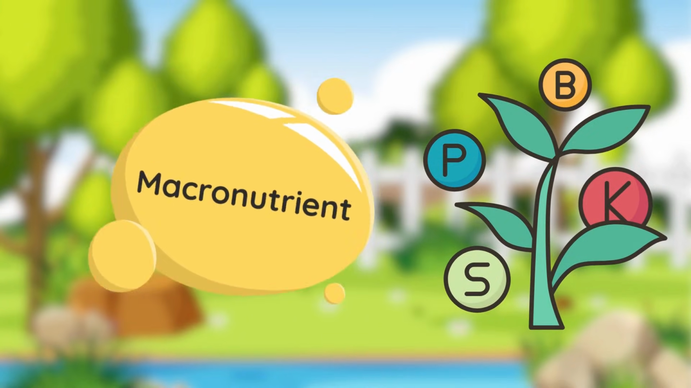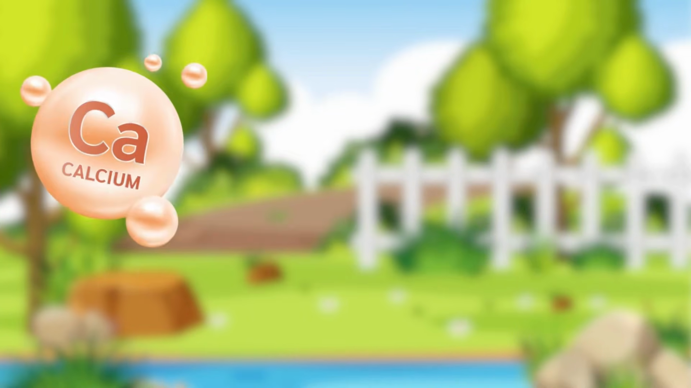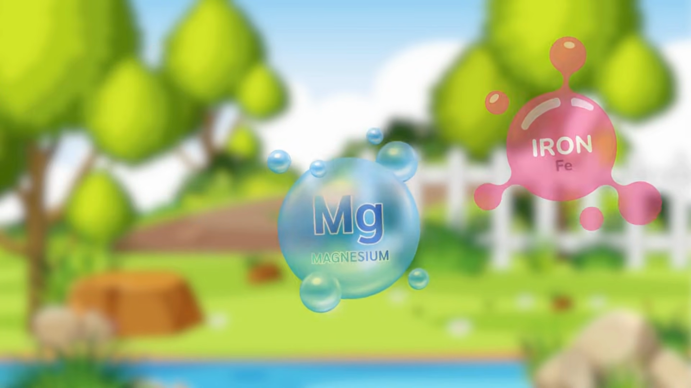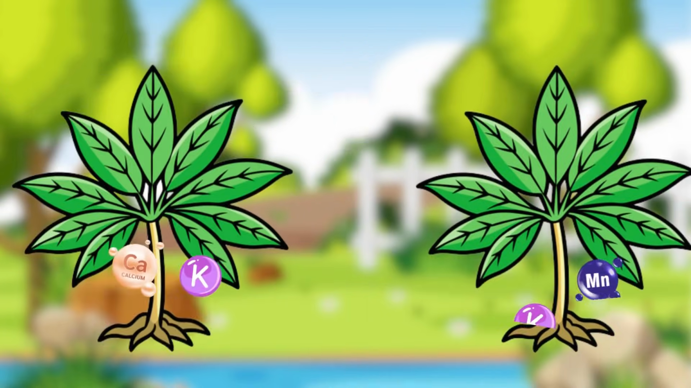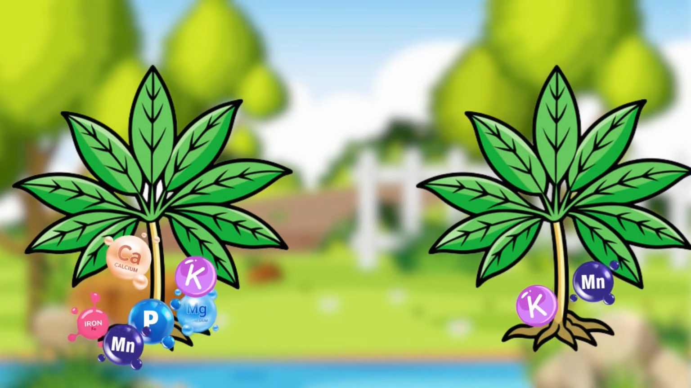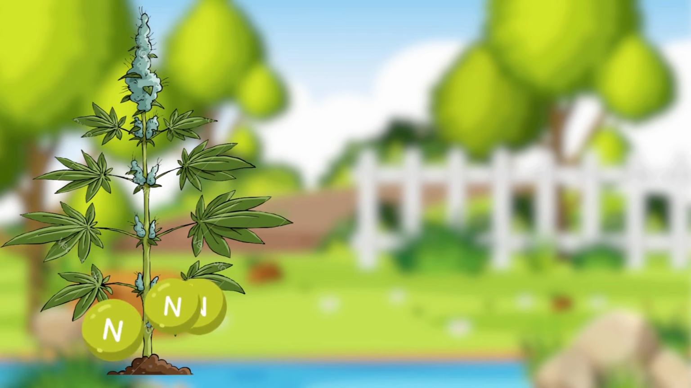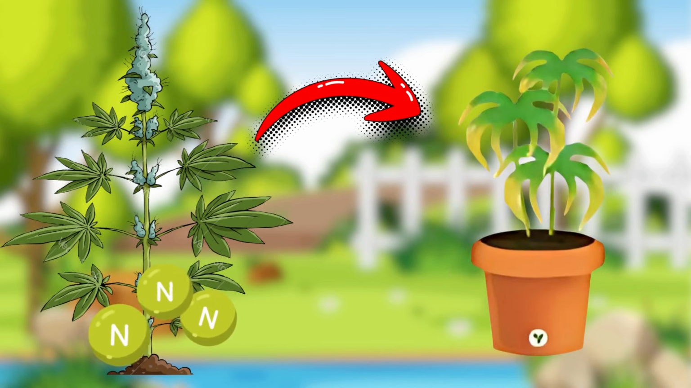Micronutrients, though required in smaller amounts, are just as important. Elements like calcium, magnesium, and iron help with processes like enzyme function and chlorophyll production. Beginners often run into issues when they overfeed or underfeed. For example, too much nitrogen during flowering can cause leafy buds, while too little can lead to yellowing leaves.